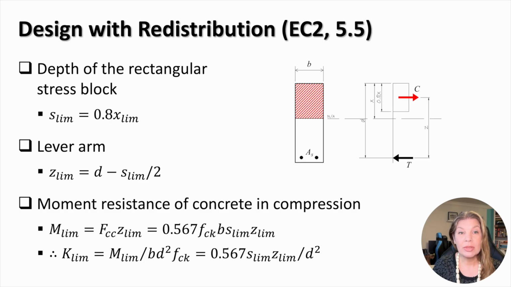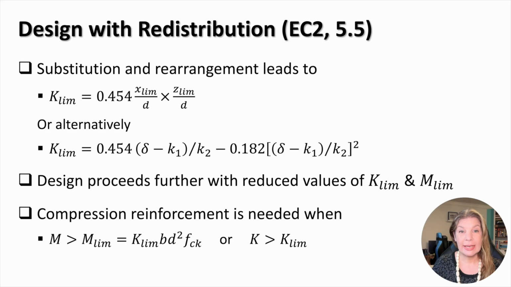In this expression, both the lever arm and the depth of the stress block depend on the depth of the neutral axis. The limit value of the parameter K can be represented as the product of the x to d and z to d ratios. Substituting the relationship between the x to d ratio and the parameters delta, K1 and K2 results in the following expression for the parameter K. The design proceeds further with reduced values of parameter K and the maximum bending moment in the section. Compression reinforcement is needed when the design moment and corresponding parameter K are larger than the limit values.